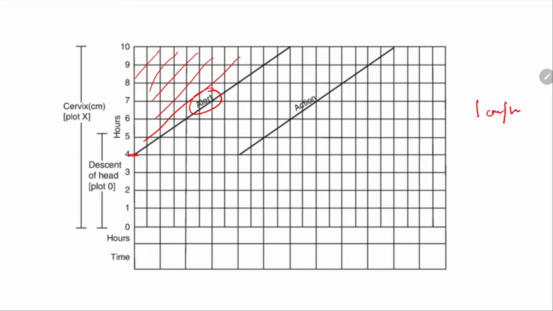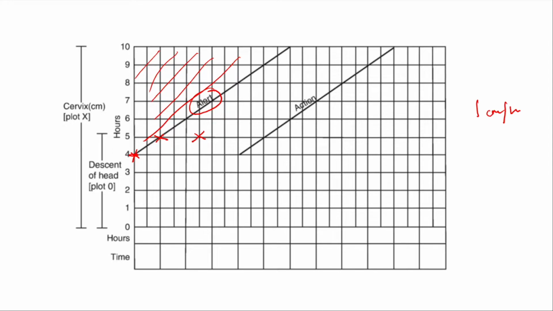It will stay to the left of the alert line. If by any chance, let's say you got a first plot here, the second plot here, and the next plot, you notice that the cervical dilatation has not progressed. So once you've moved to the right of the alert line, you need to be very alert. The lady needs to be in a hospital, she needs to be on a constant CTG trace, and she needs to be monitored regularly because we might require to intervene.